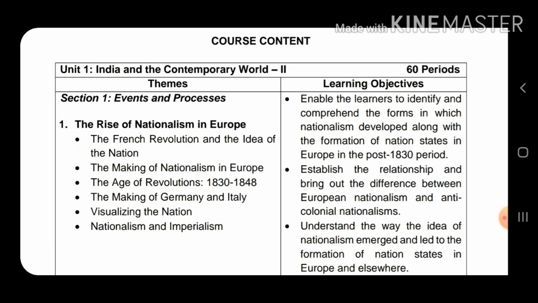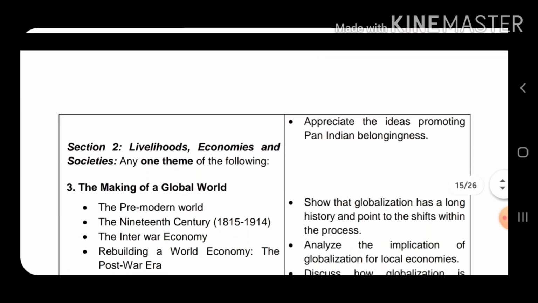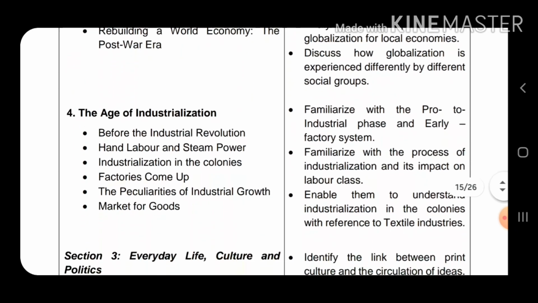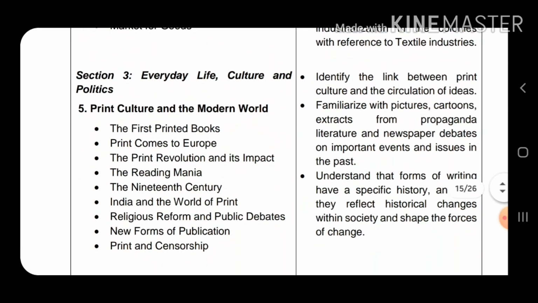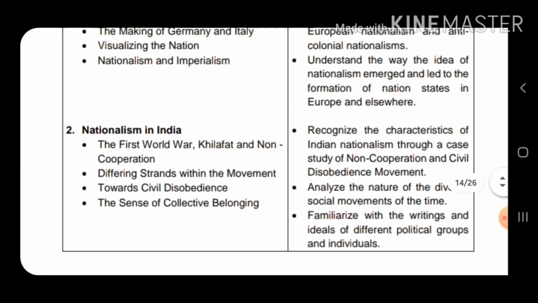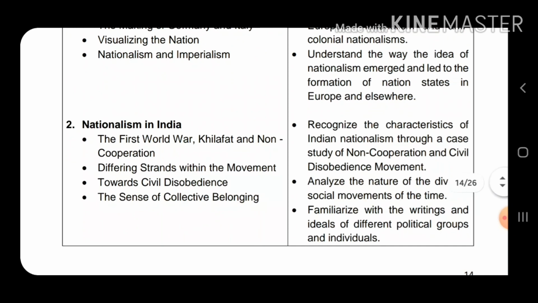In that 5 lessons, section 2 will be having an internal choice, that is you can take any one of those 2 lessons, that is the Making of a Global World and the Age of Industrialization. So from these 2 we can take any one lesson. Apart from that, from section 1 the 2 lessons and section 3 that 1 lesson and section 2 any 1 lesson. So totally in history part we are going to have 4 lessons for the board examination.